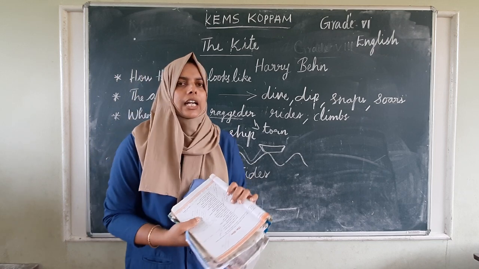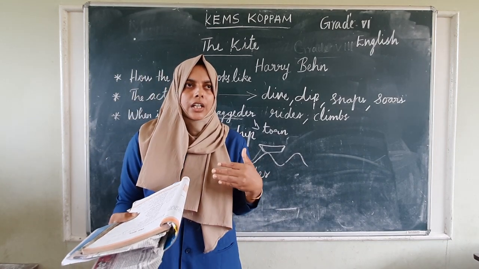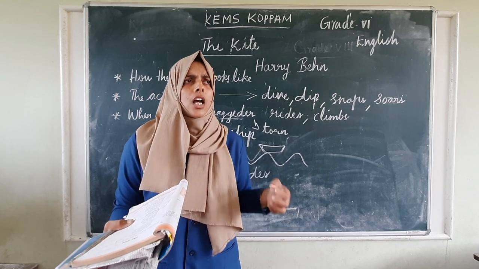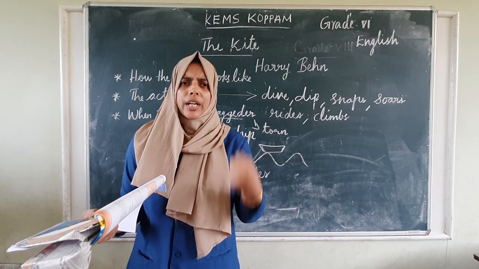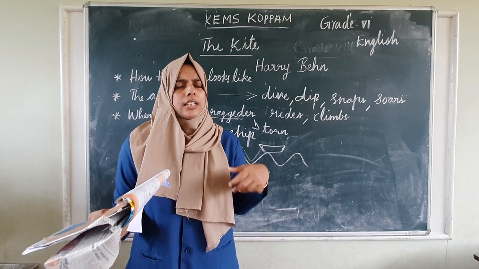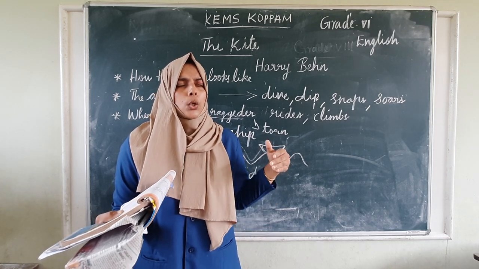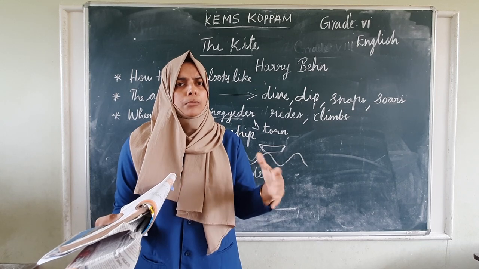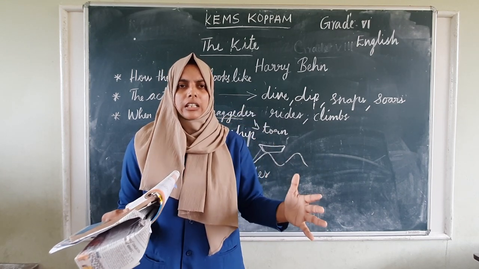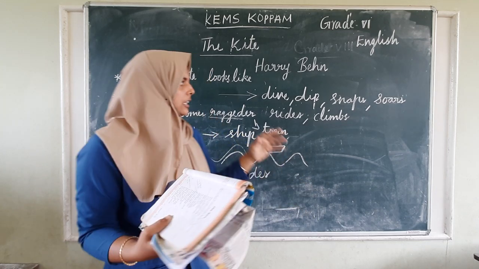Here the poet says that after our hard work, we will feel very tired, and our body becomes very weak, and we feel pain in our body also. And in the same way, the kite also becomes so tired of flying. So it did many things in the sky. What are the things it did in the sky?